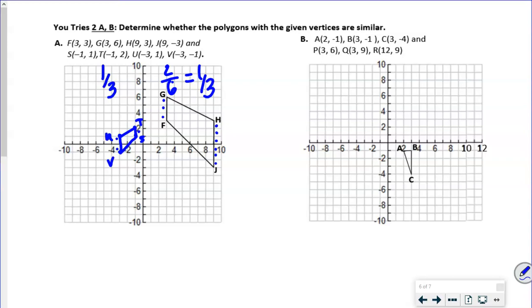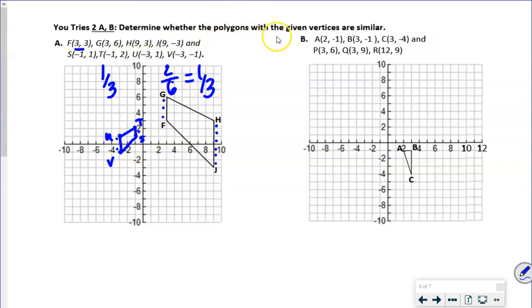Okay, so now let's also check with our points, okay? So here again, we're going to look at the ratio. 3 over -1, okay? 3 over 1. So, and then we've got 3 over -1 and 2 over 6, 9 over -3.